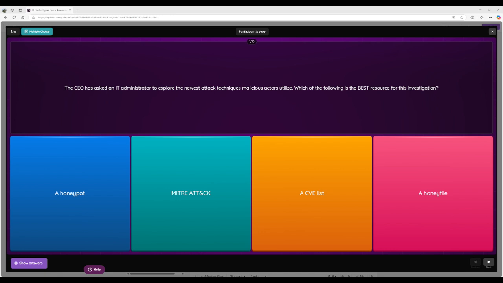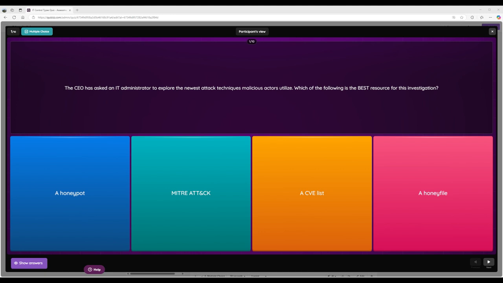We know that a honey file is a decoy document that is designed to attract and detect unauthorized access. And we know that a honeypot is also a decoy system. The difference between a honey file and a honeypot is subtle. A honey file is just like a password file that they might try to use.